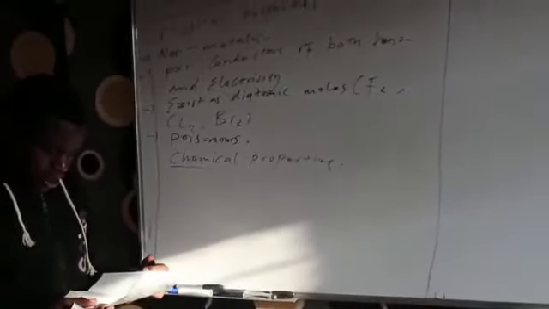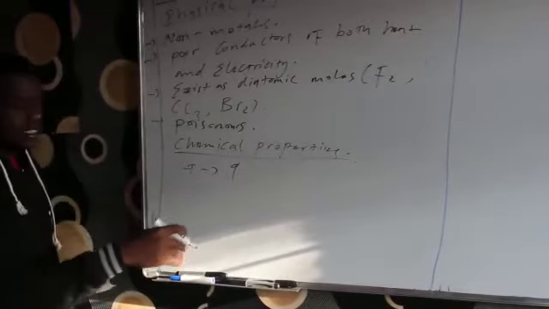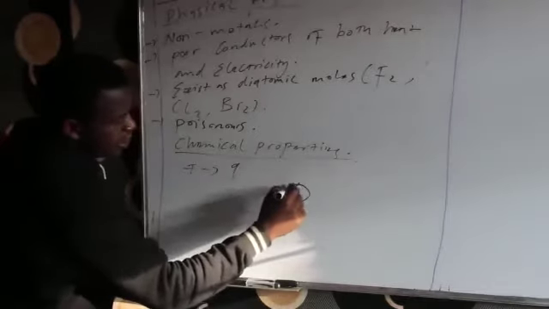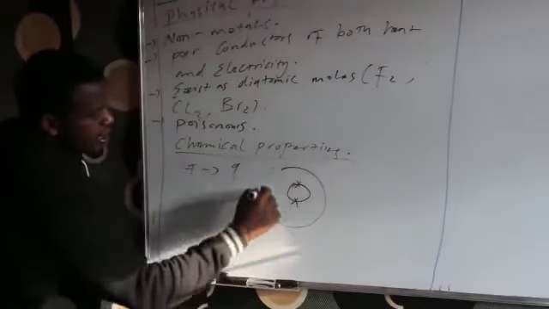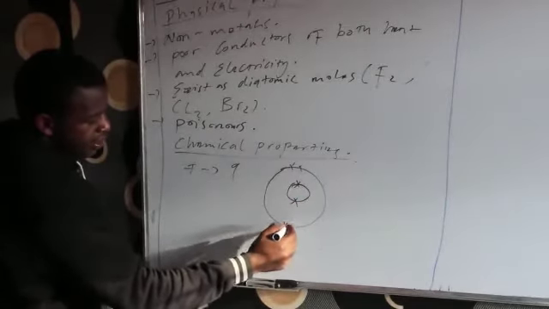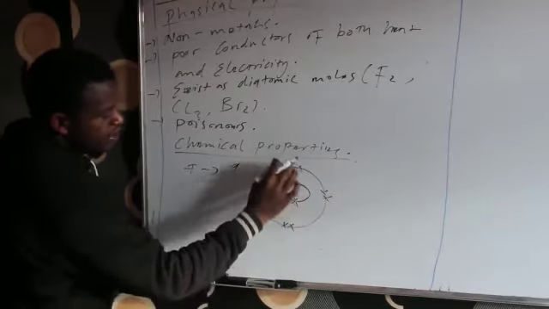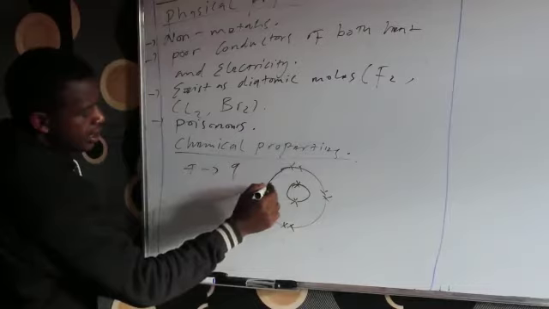So let's look at an example. For example, if we look at fluorine, it's F, and the atomic number is 9. If we draw the electronic structure, it's going to be in this way. We have 2 in the first shell, and 7 in the second shell. So 1, 2, 3, 4, 5, 6, 7, 8, and 9.